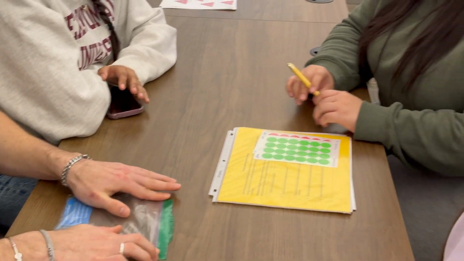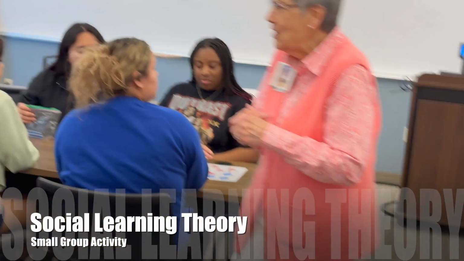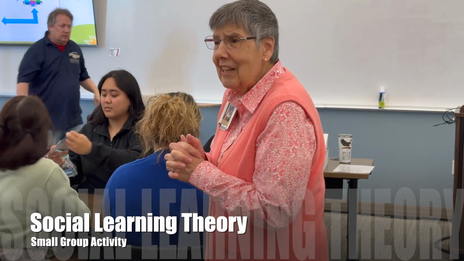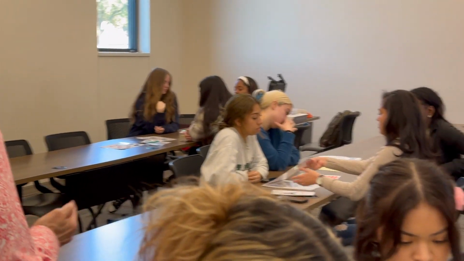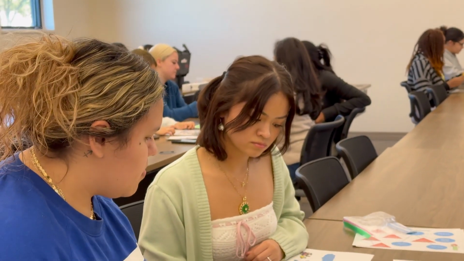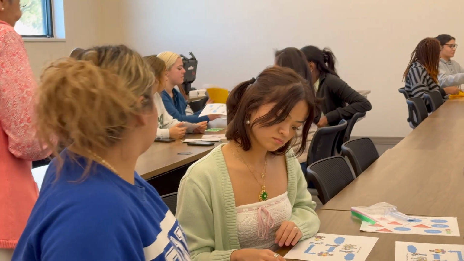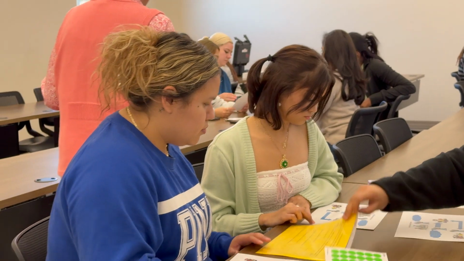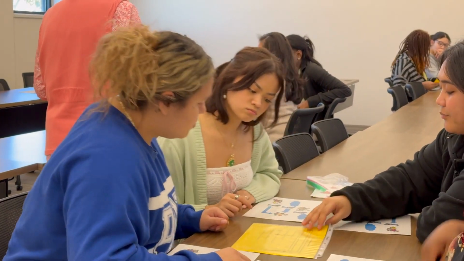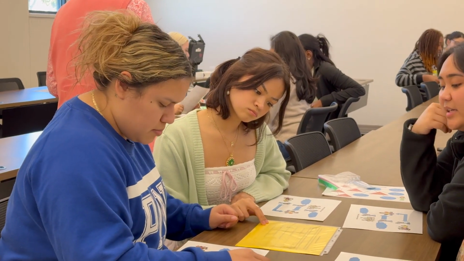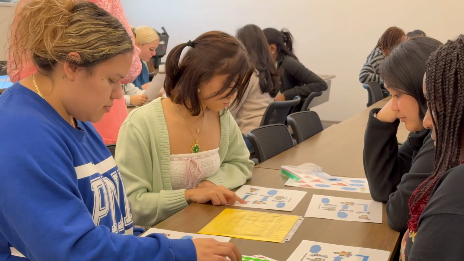The second objective was to apply the principles of social learning theory. You're going to use your infograph. There are two sides to your yellow card. You're going to use your infograph to decide which statements on the yellow card fit or do not fit with the social learning theory.